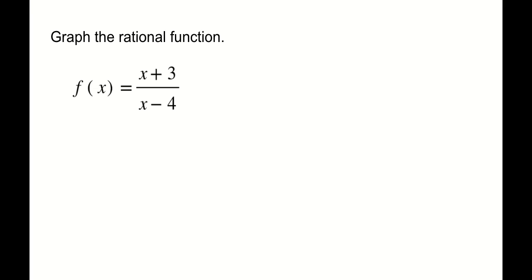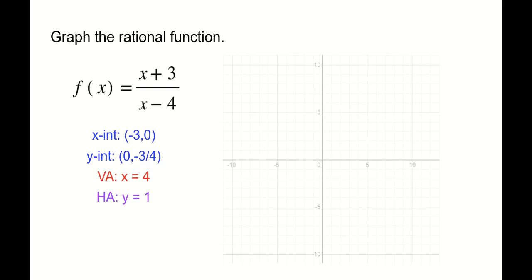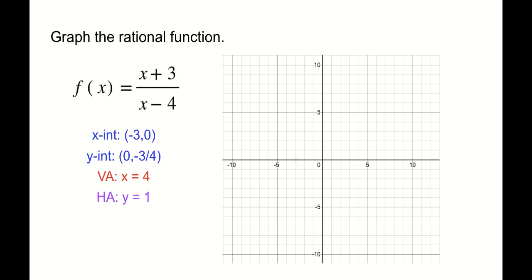All right, we figured all that out. So here's our function. Here's our x-intercept, our y-intercept, our vertical asymptote, our horizontal asymptote. And all we need to do is plot these four things and see what we can do with that information once we plot it. So let's pull up a graph. Let's do our intercepts first. So I'll do the x-intercept first. It's negative 3, 0. The y-intercept next, 0, negative 3/4. Now I'll do my vertical asymptote at 4. I'll do my horizontal asymptote at 1. And so now it's time to graph.